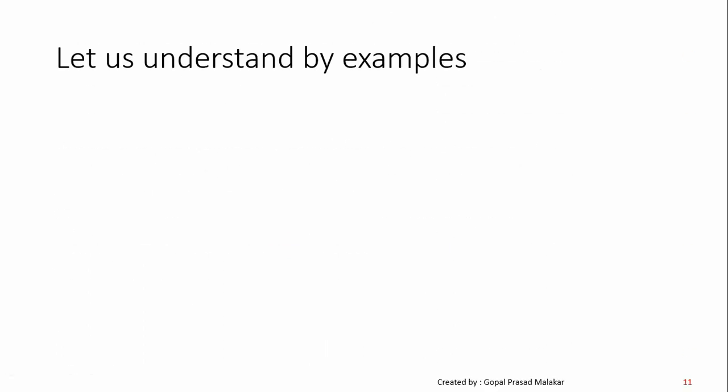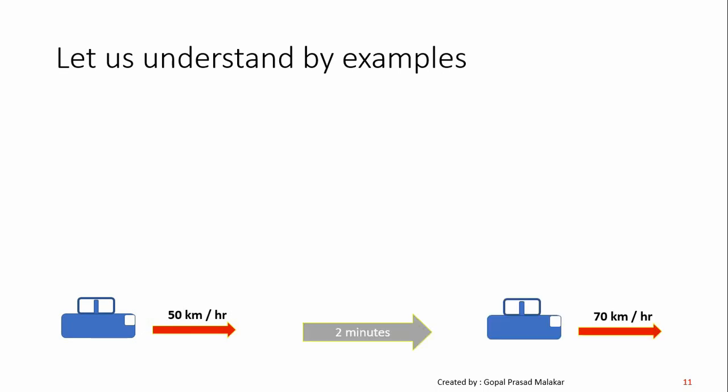So let's understand some examples. So here is the car which is traveling at 50 km per hour. In 2 minutes time its speed changes to 70 km per hour. Now the question comes, what is the acceleration here? So acceleration, as I told, has two components. Time taken is 2 minutes, you can put in hour as 2 by 60 hours.